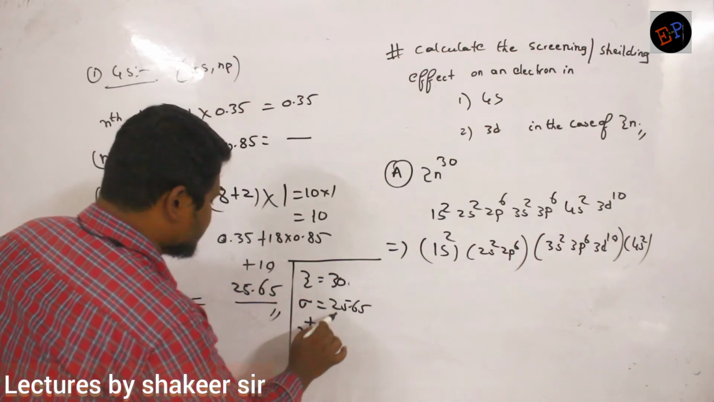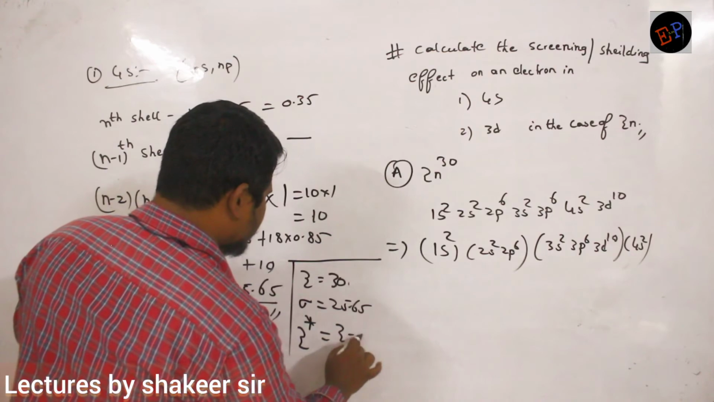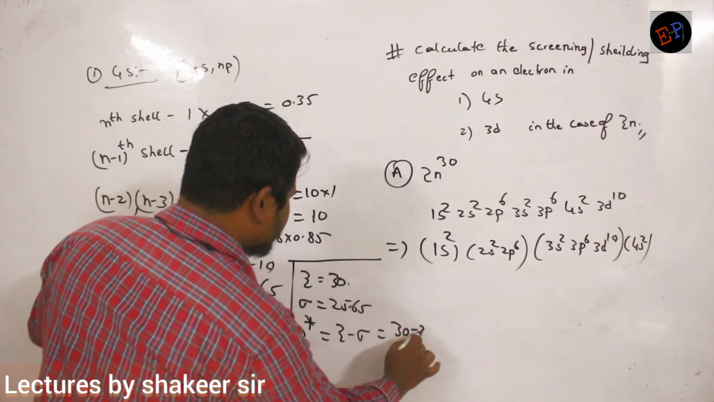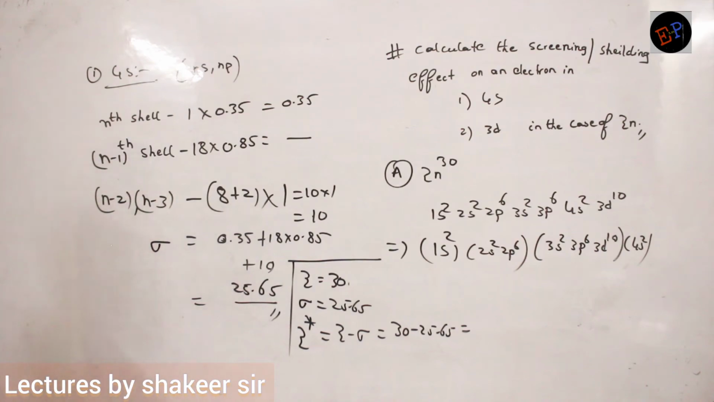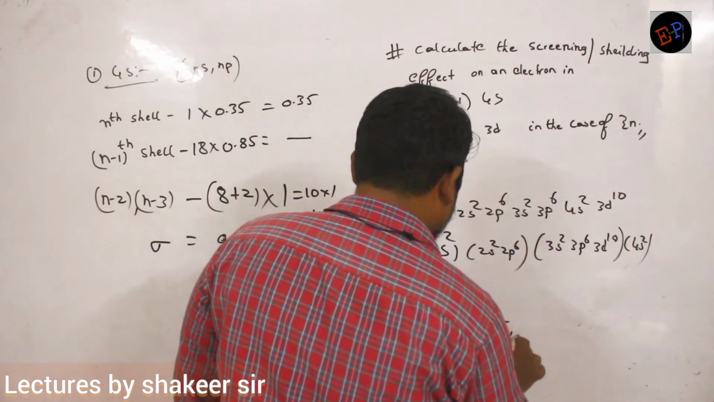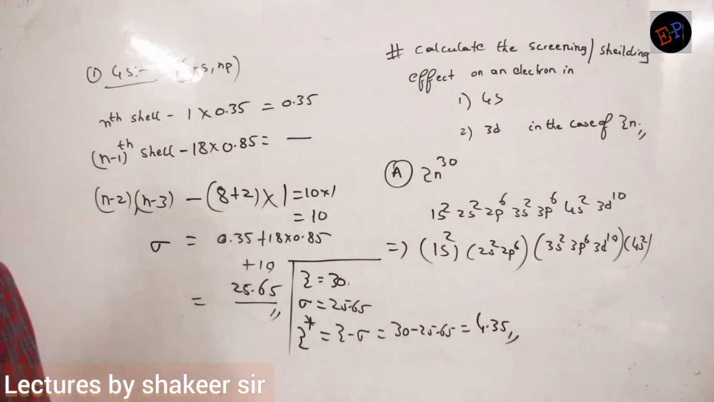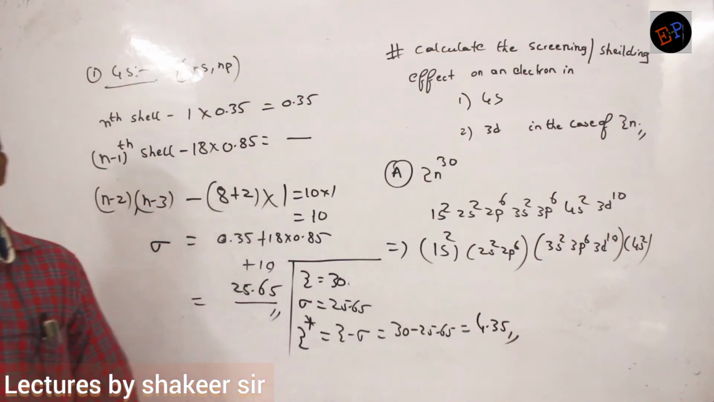So therefore how can I calculate the effective nuclear charge? Effective nuclear charge is Z star. Clear? So it is equal to Z minus sigma. So 30 minus 25.65. So what is the answer? Something around 4.35. Are you able to understand? So the effective nuclear charge is only 4.35.